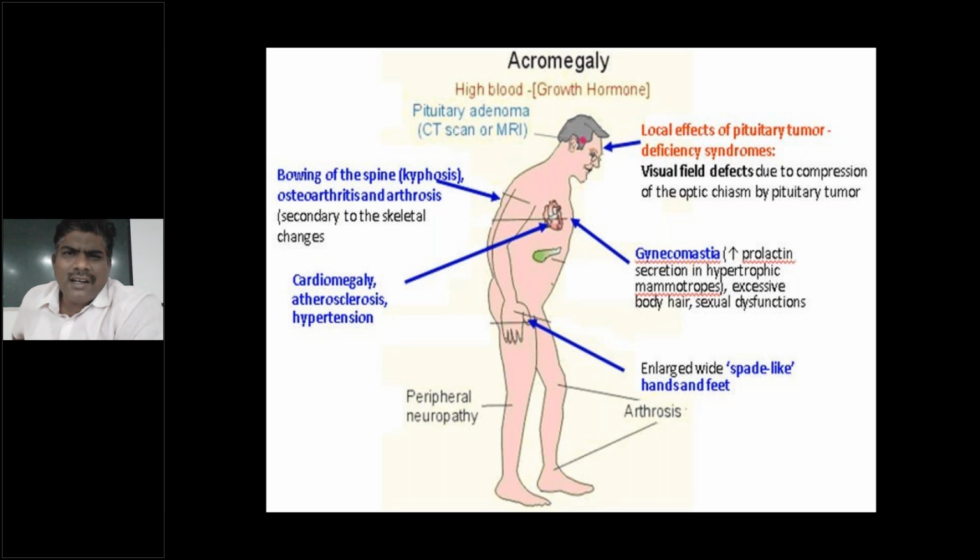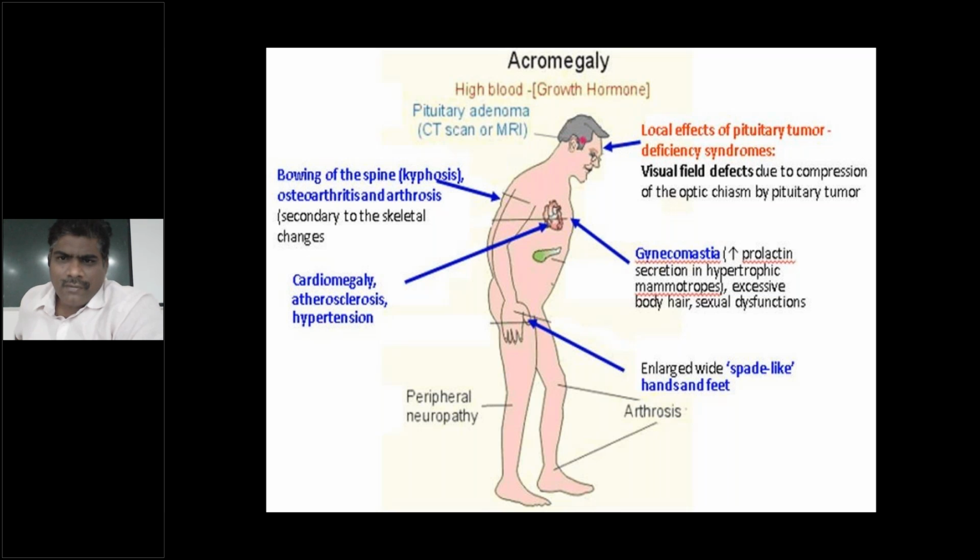So these are almost all because of the overproduction of the pituitary hormone, especially growth hormone. So the impact falls on almost all tissues in our body. First, the visual field is affected. Visual field defect is due to the compression of the optic chiasma by the pituitary tumor.